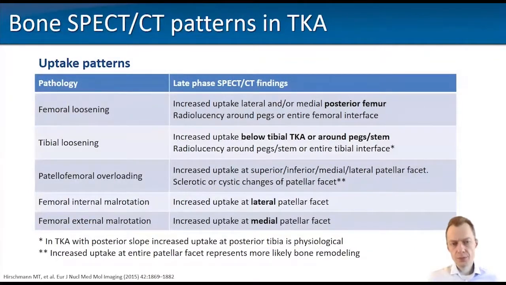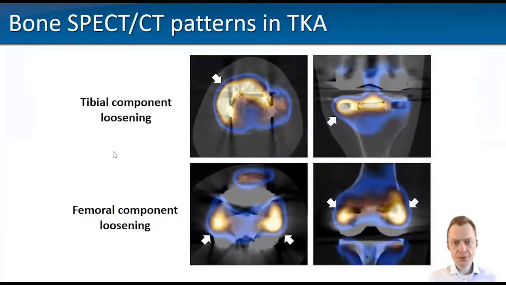So the uptake patterns have been published previously, showing that posterior femoral uptake is suspicious for femoral loosening. Uptake below the tibial component and around the pegs and the stem is also suspicious. Some patterns for patellofemoral overloading I will show you in the following slides and link them to femoral internal malrotation or external malrotation. So an example of tibial component loosening: you see increased uptake at the bone prosthesis interface in more than one compartment around the pegs of the tibial component. And for the femoral component, we are particularly looking for increased uptake in the posterior compartments.